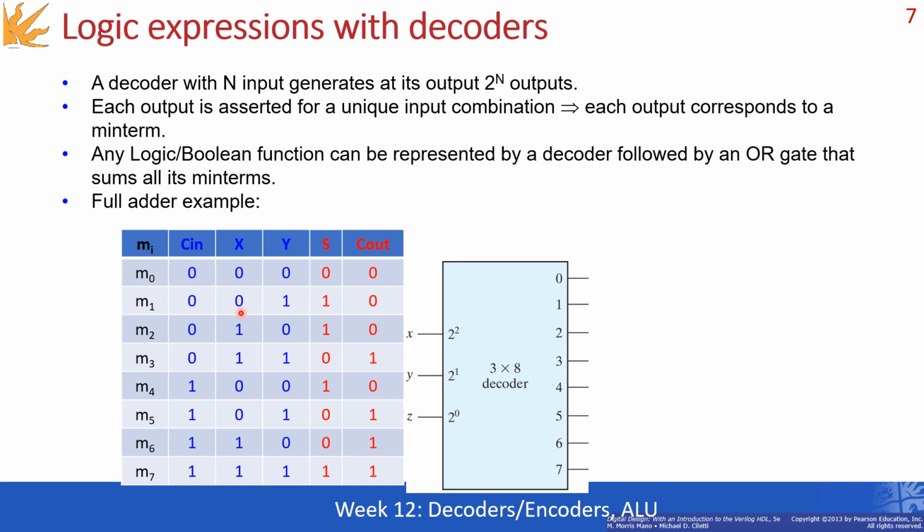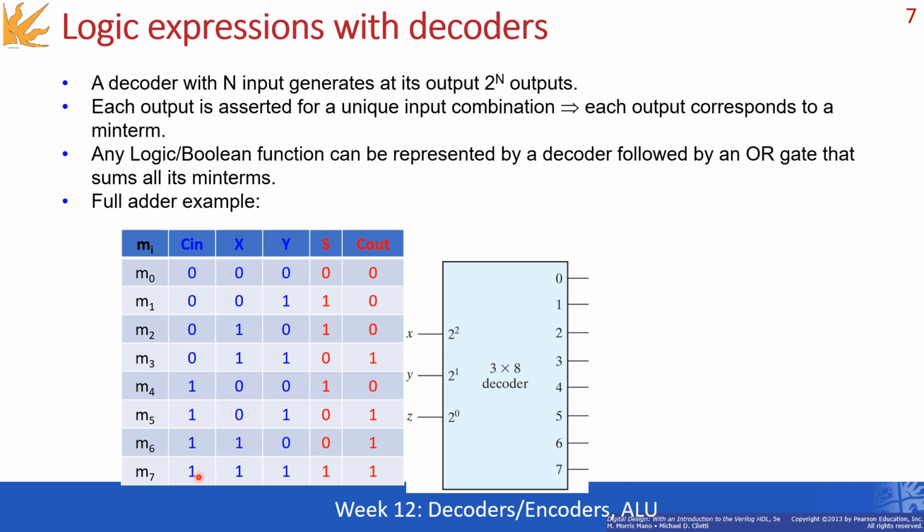Let's use this one as an example. In this case, the carry in is 0, x is equal to 0, y is equal to 1. The result of the sum is 1, and there is no carry out. If we go to another case, like this one over here, if there is a carry in and either of the two is equal to 1, then the sum is 0 and the carry out is 1. The same applies for minterm 5 and 6 here in this case.